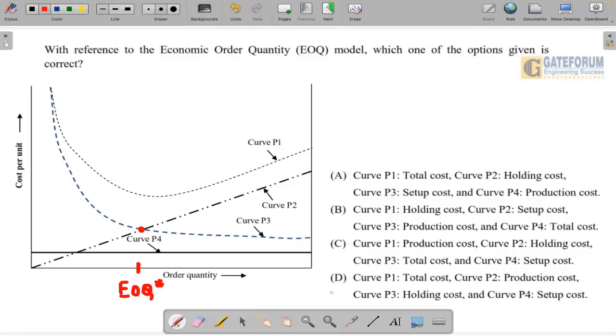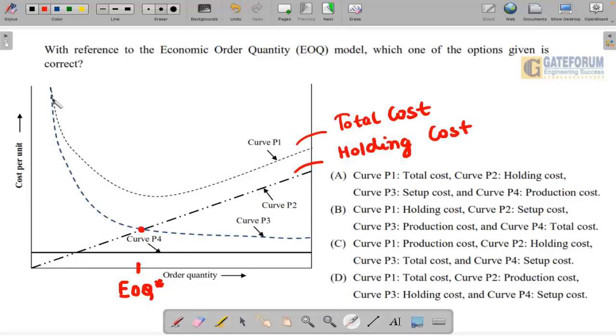So you know the formula that holding cost is directly proportional to the quantity. The curve P2 is the holding cost, P1 is the total cost. This is your total cost. This is your holding cost, a straight line. And this one, P3, is your ordering cost. Ordering cost is parabolic. And the last one, a straight line, is the non-productive cost.